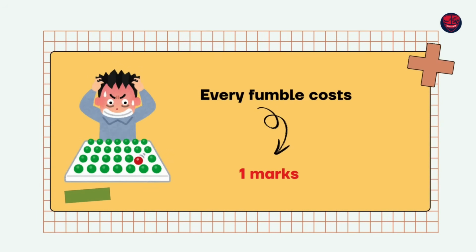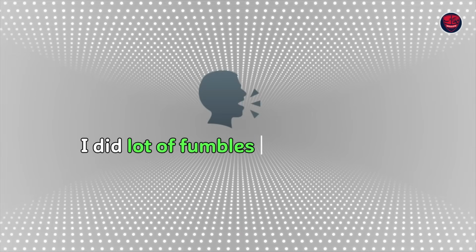The very first rule is every fumble costs you 1 mark. This is a universal truth. Even in describe image, this is so true. I've seen people telling us that I did a lot of fumbles, still I got good scores. All those are not going to be valid anymore.